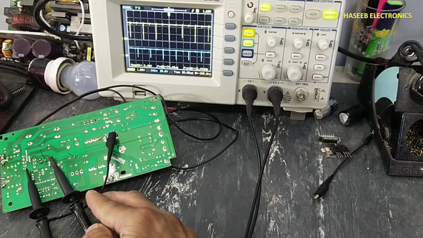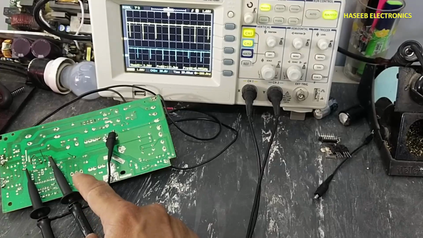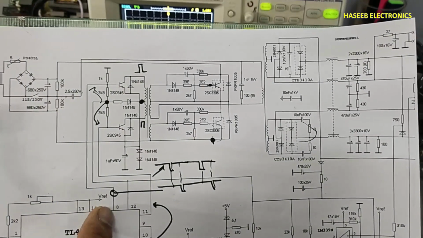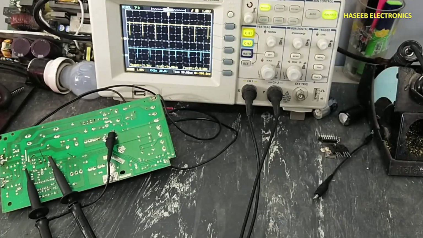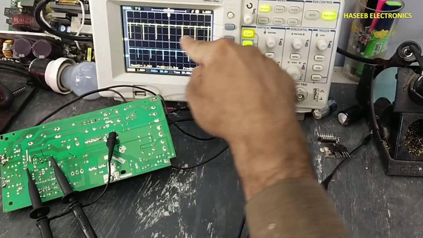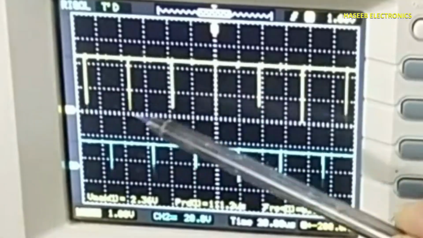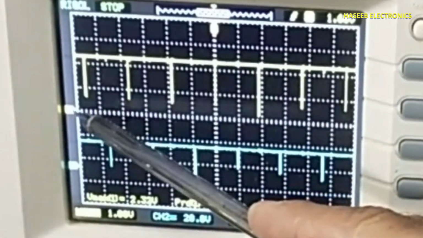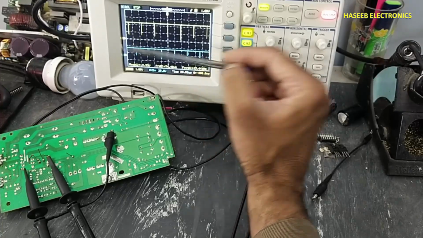I connected the reference point to the secondary ground and this point at pin number 11 and this at pin number 8. We are receiving these pulses. The question from my viewer is why this pulse is upside. We can say this is the reference line. Why is this signal above this limit?